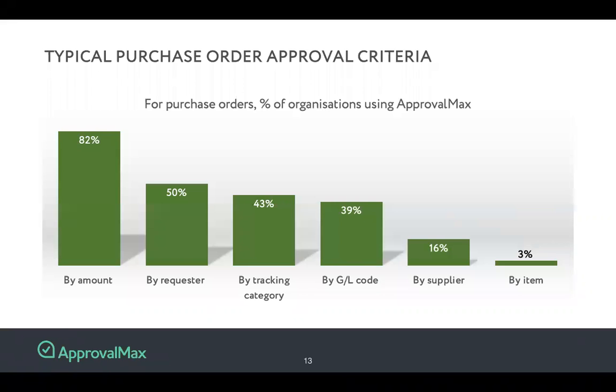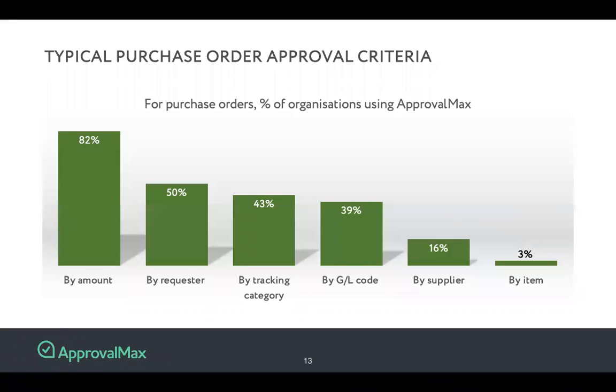Then we also have routing based on the requester, based on who has raised the purchase order. And that is actually a logical thing because, well, oftentimes purchase orders are authorized based on the organizational structure. Say there is a person in the marketing department who needs to purchase something. Who would be the first person to authorize this purchase order? Well, very likely the head of marketing department, right? That is what 50% of all the organizations that use ApprovalMax for purchase orders are setting up, routing based on the requester.